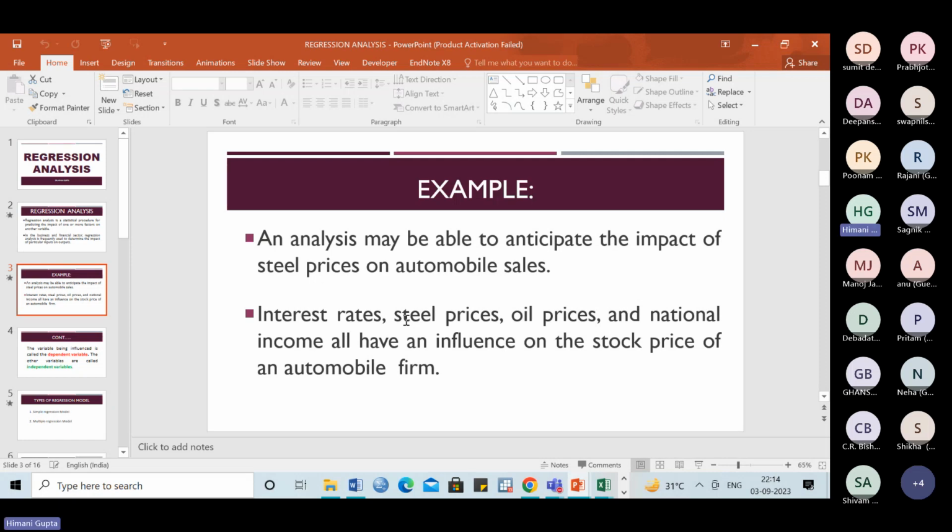But I cannot measure COVID-19. Just remember this, I'm not able to measure it. I can measure interest rate. I can measure steel price. I can measure oil price. I can measure national income. But I cannot measure COVID-19. So that means whenever we look at the different factors impacting one factor, there can be some factors which you can observe and some factors which you cannot observe. There will be some factors which you can measure, and some factors which you cannot measure.